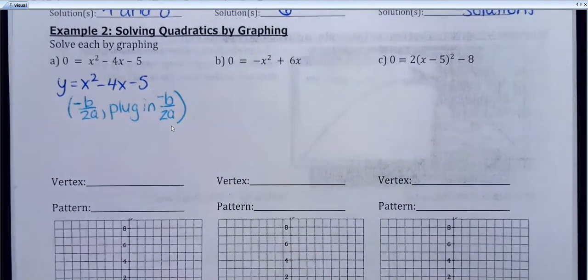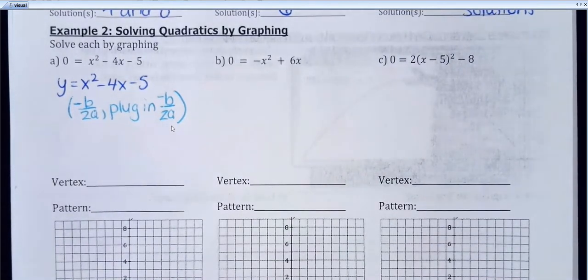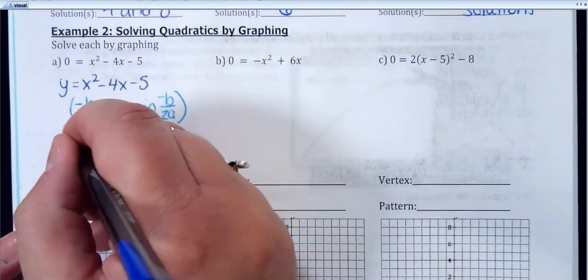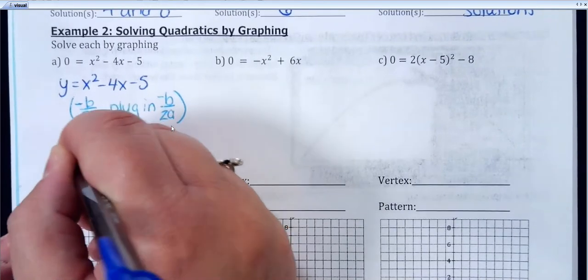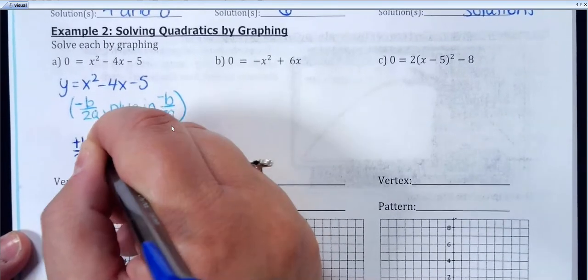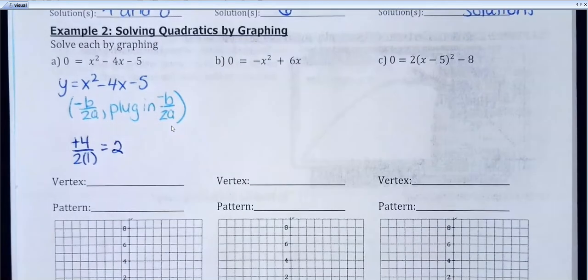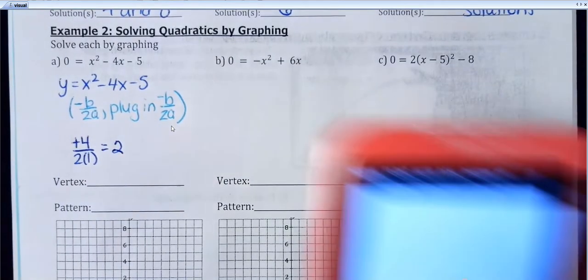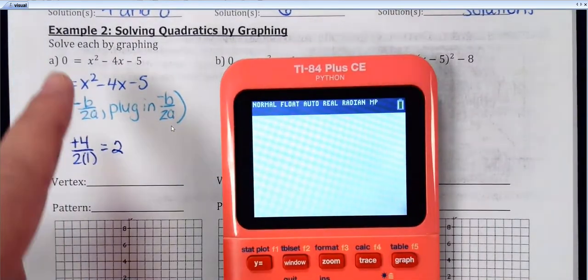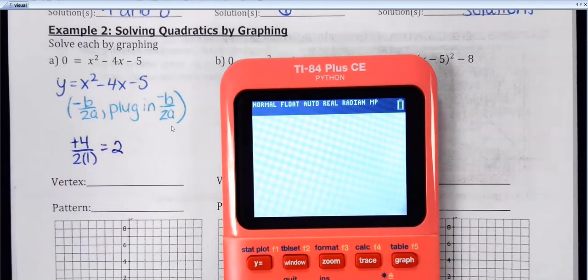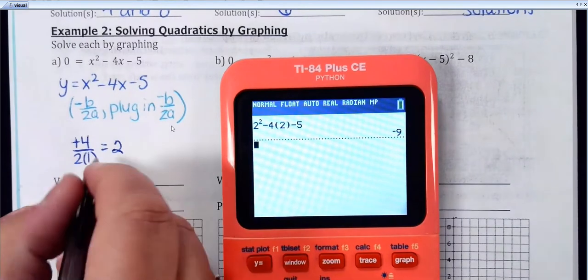We're going to do negative b over 2a, and then whatever you get for that, you're going to plug that back in like a Glade air freshener to get the y-coordinate. Okay, so what would we have here? So negative b over 2a would actually be positive 4 over 2 times 1, which is just going to give us 2. Okay, and then I'm just going to grab my calculator. So in that equation, everywhere I see an x, we're just going to replace it with 2. So we'd have 2 squared minus 4 times 2, and then minus 5. So it would just give me negative 9. And then I've got my vertex.